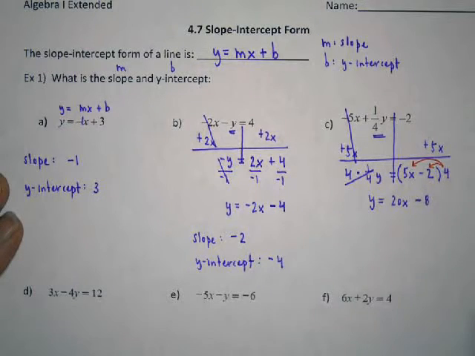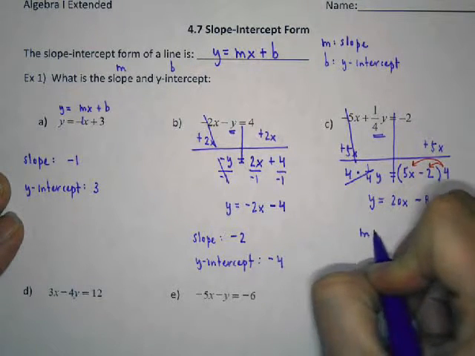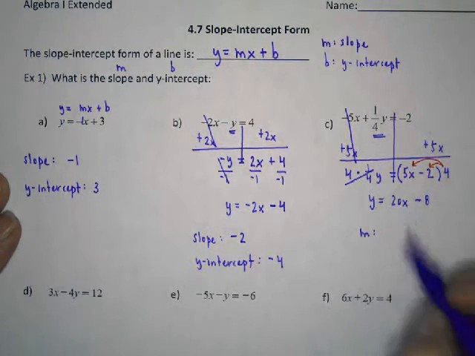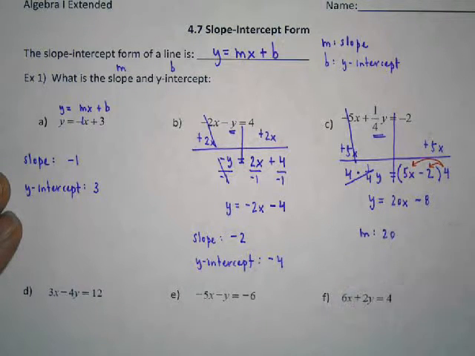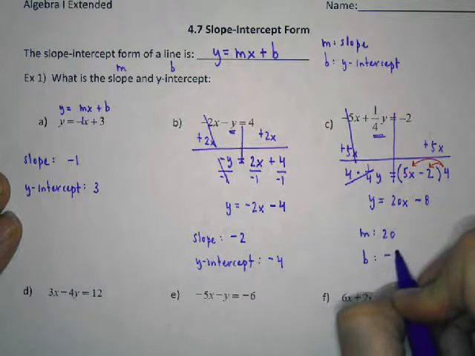So again, now we can pick out our m and our b values. Our m is slope, so that's 20. Our b, or our y-intercept, is -8.